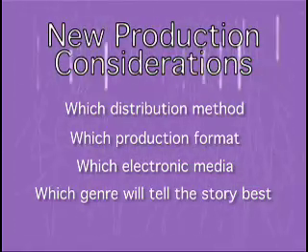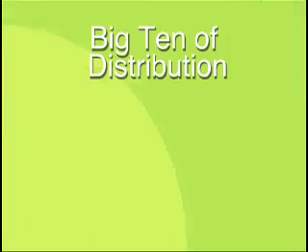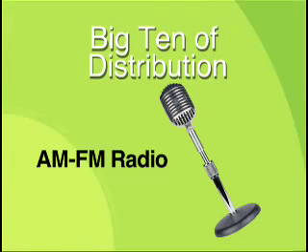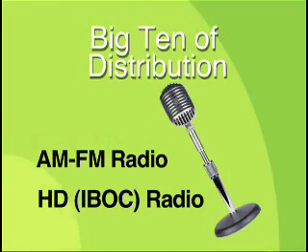But the other question about distribution that we talked about in class is there are 10 channels or 10 ways that you can choose to distribute your visual communications. And those included AM terrestrial radio, over the airways radio, FM radio, HD radio, or often what is called in-band on-channel or IBOC communications or distribution. And we want to point out that AM, FM, and HD radio are all terrestrial. In other words, they're over the airwaves.